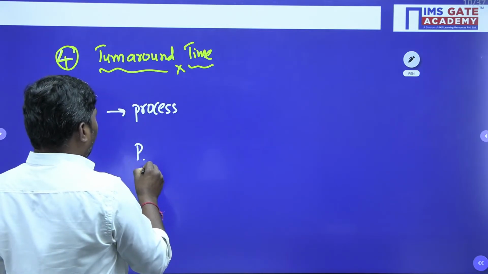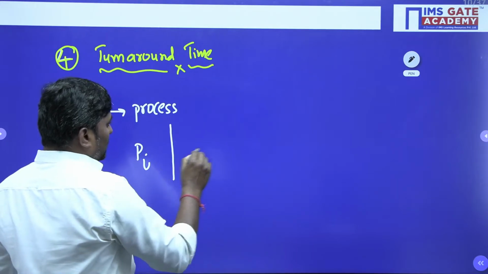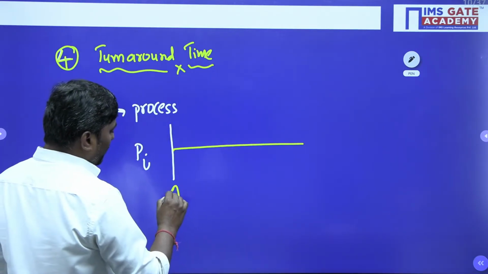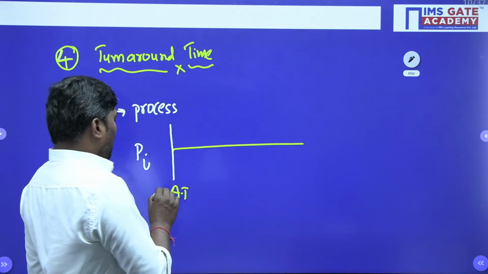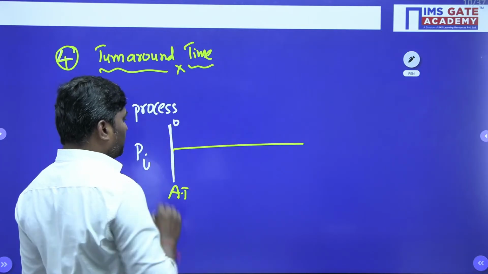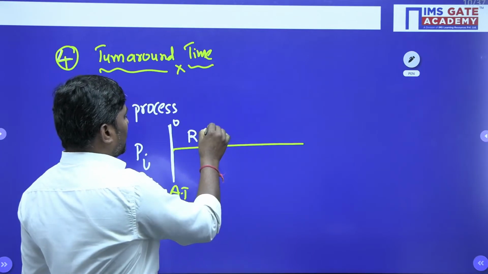Now, PI enters into the system. Please observe all of you, this is a transition. It enters into where? The ready queue. We call this arrival time. Are you getting my point? PI enters into the ready queue at, let us take, 0 time. Where is this process initially? In the ready queue, right?